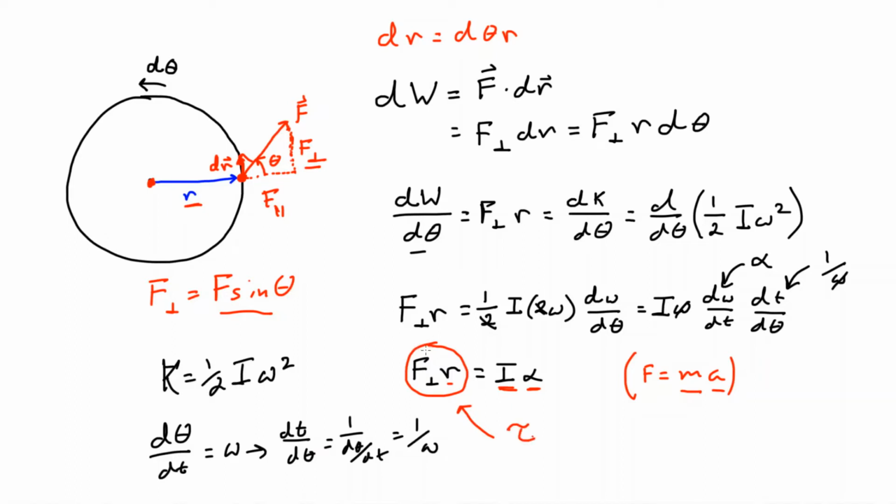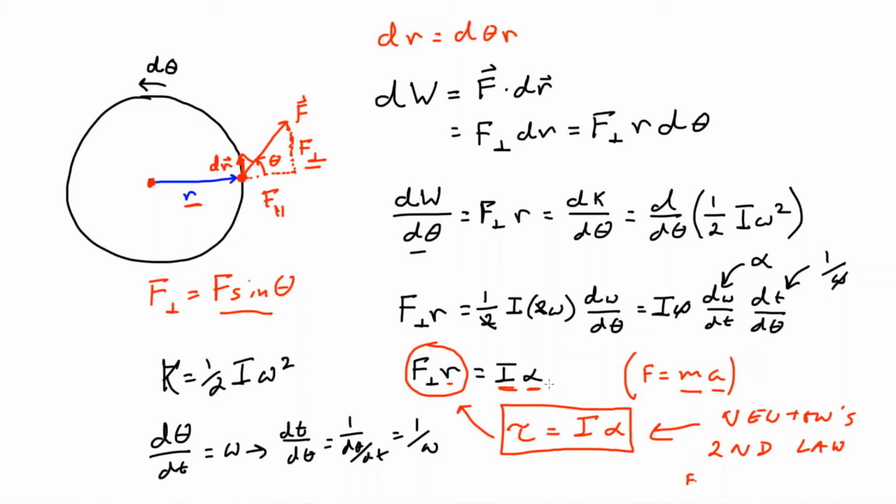Use the symbol tau for torque. And our equation becomes torque equals I alpha. The torque applied to this wheel equals the moment of inertia I times the angular acceleration alpha. This is Newton's second law for rotations. It's just Newton's second law describing how forces which create torques generate angular acceleration.